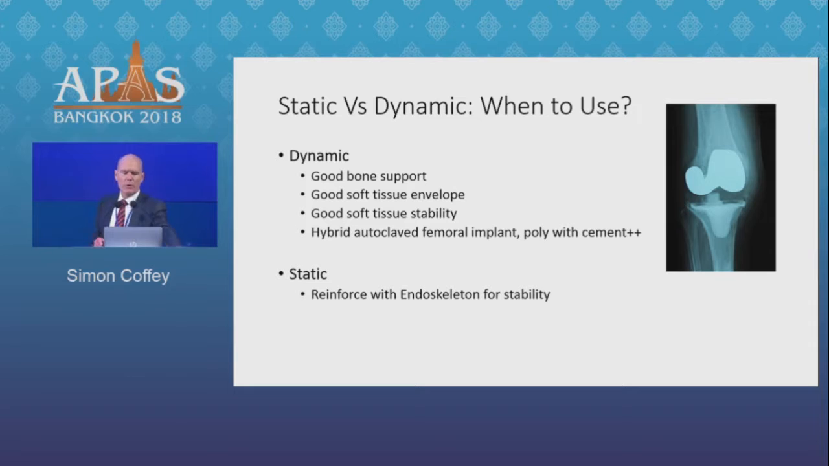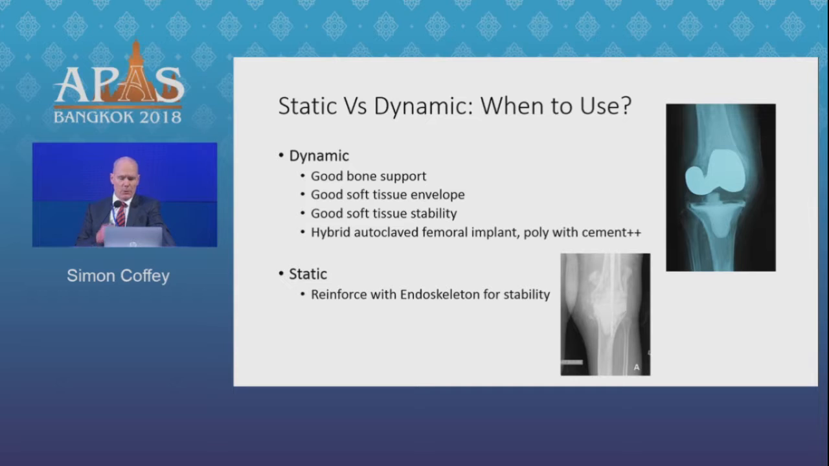So when would we use a static versus a dynamic spacer? Generally speaking, I'd prefer to use a dynamic spacer if possible. That is when there's good bone support, a good soft tissue envelope, good soft tissue stability, so you don't need flaps, you don't need to immobilise the patient for other reasons. And my preference is a hybrid autoclave femoral component with lots of cement. A static spacer, on the other hand, if used, should be reinforced with an endoskeleton for stability.